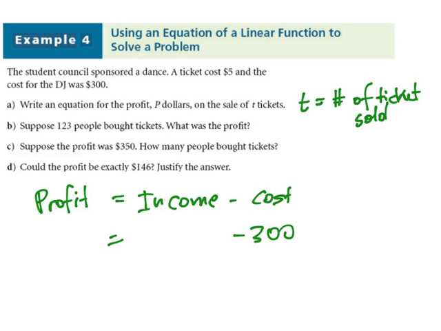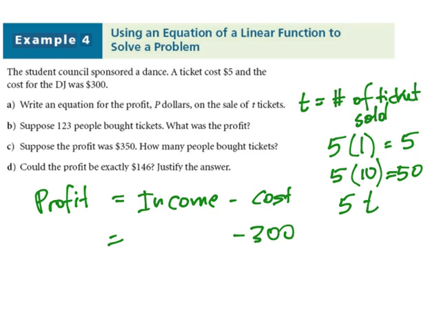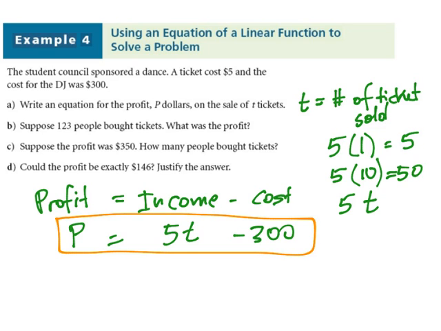But we know that it's $5 per ticket. So if we sold one ticket, it's going to be 5 times 1, and the income is going to be $5. If we have 10 tickets sold, then the income is going to be $50, 5 times 10. But since we do not know how many tickets are being sold, we're going to just multiply this by, in this case, T. So the income is 5T, and the profit, or we're going to call it P, is 5T minus 300. So this is for part A.